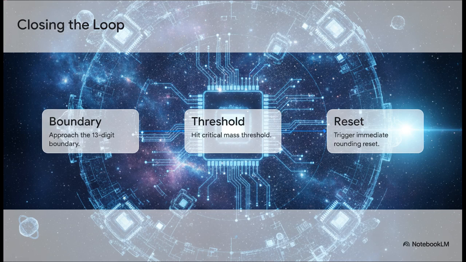First, the computer approaches that 13-digit boundary. Second, it hits the critical mass threshold, which is a redefined finite infinity. And third, because that boundary is a hard stop, it triggers an immediate rounding reset. By locking this finite infinity into hardware chips, it prevents geometric drift. The mathematical engine is literally forbidden from endlessly searching. The loop is totally closed.